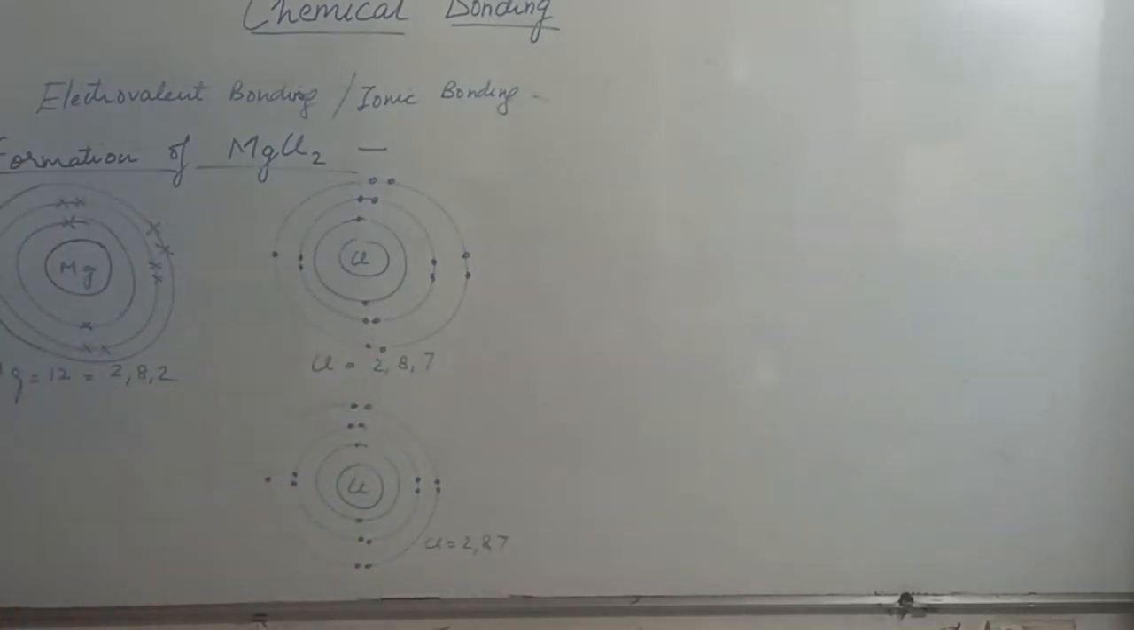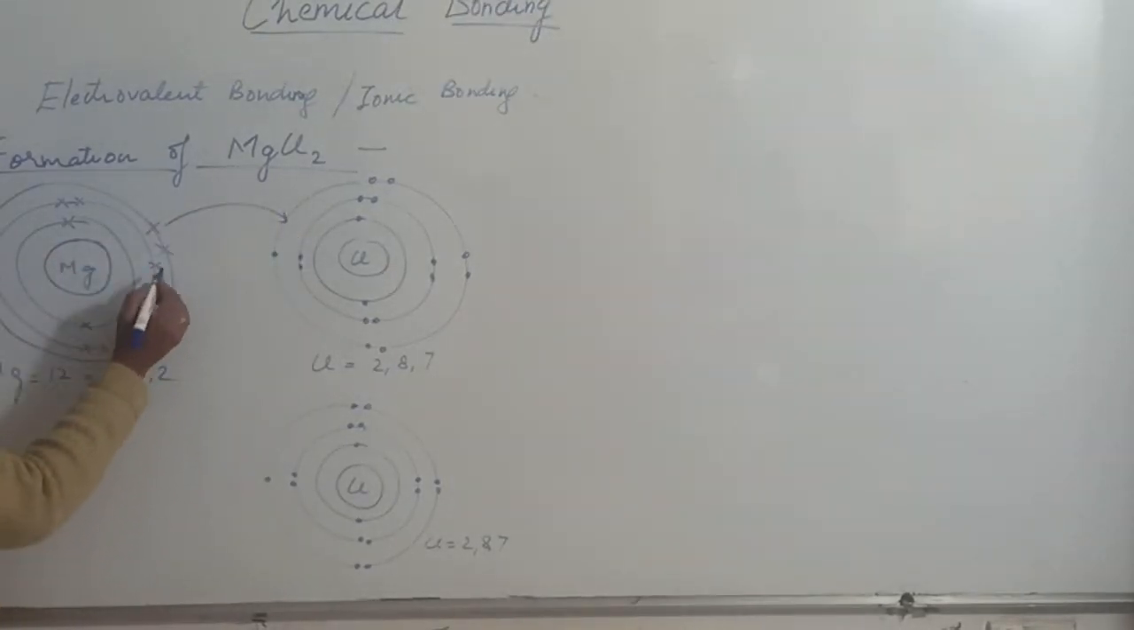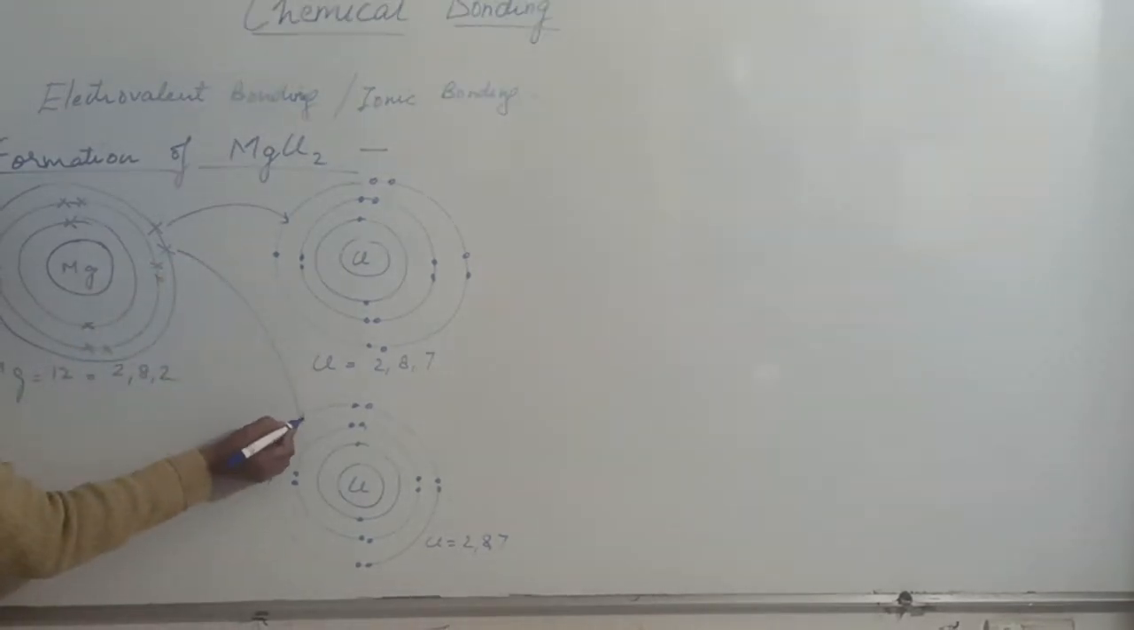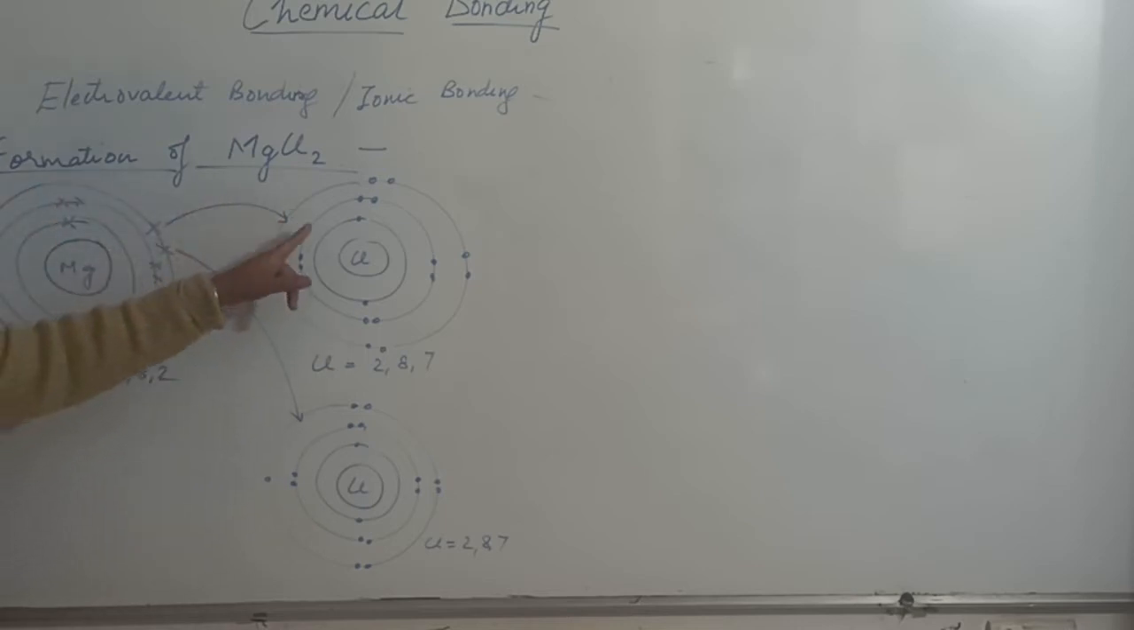Now what will happen for the formation of magnesium chloride? Magnesium has 2 electrons in the outermost shell. If it loses these 2 electrons, it will become stable, proceed towards stability. So it will lose one of its electrons to this chlorine and another electron to the second chlorine. So like this, both the electrons from the outermost shell are lost. One goes to one chlorine atom, another goes to another chlorine atom.